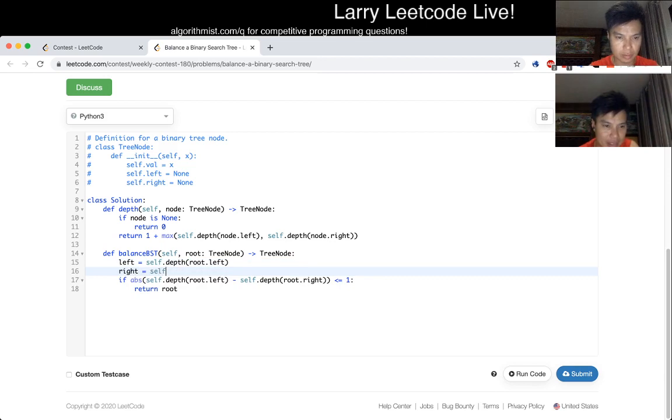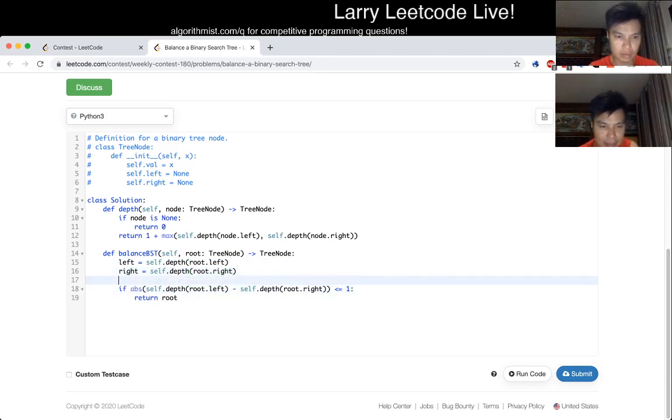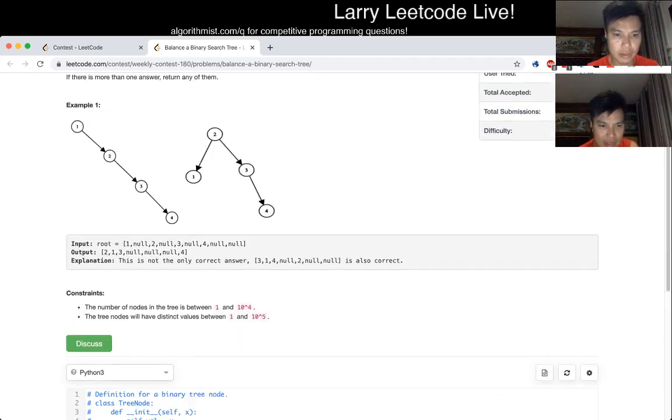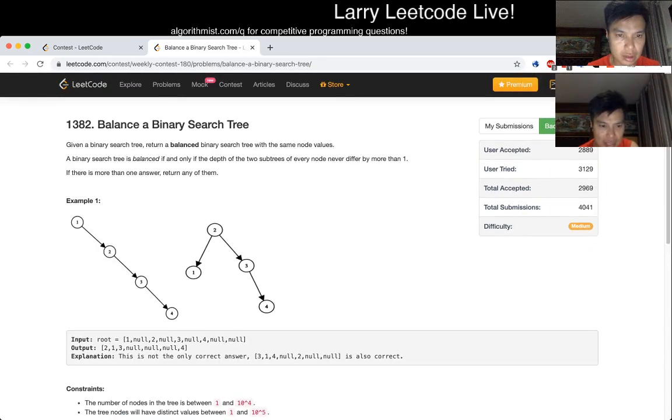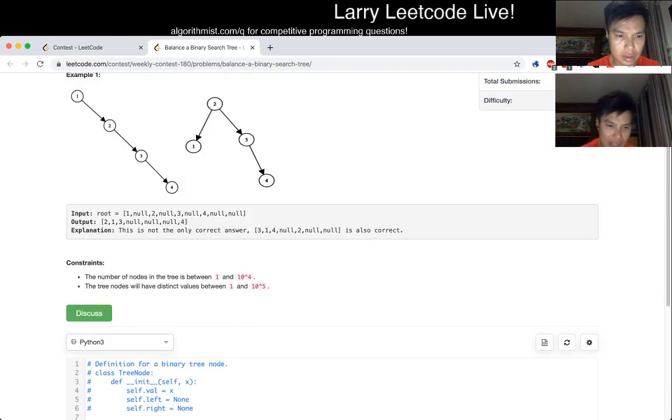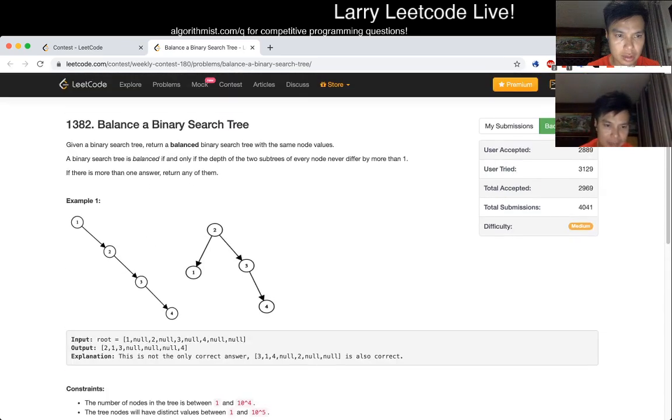So let's do this so that we don't calculate it twice. I think while I was writing this, I had a stroke of, well, I look at the number of nodes, and I was like, oh, 10 to the 4th, huh? And they're all distinct values.